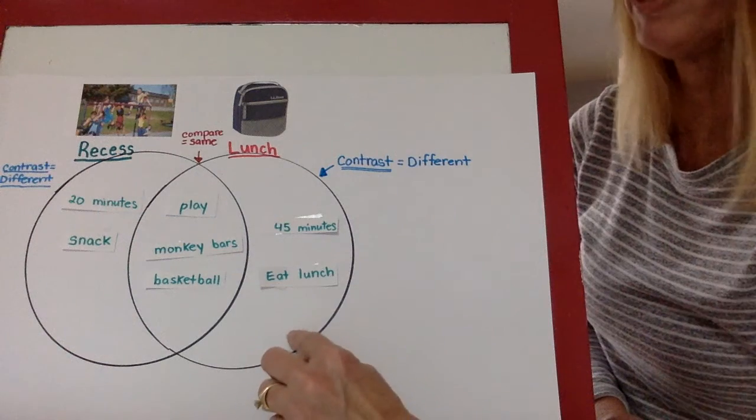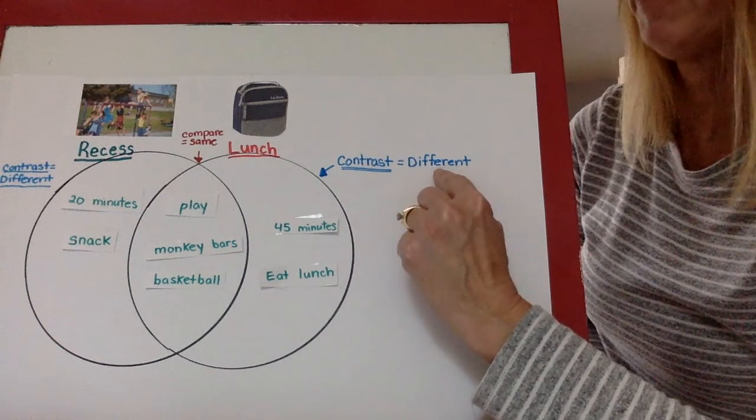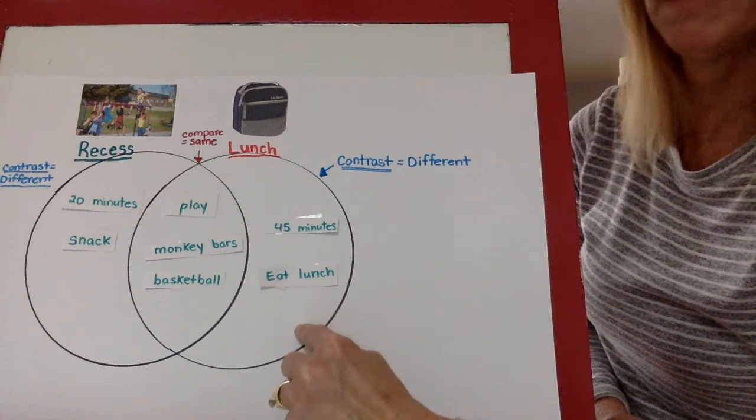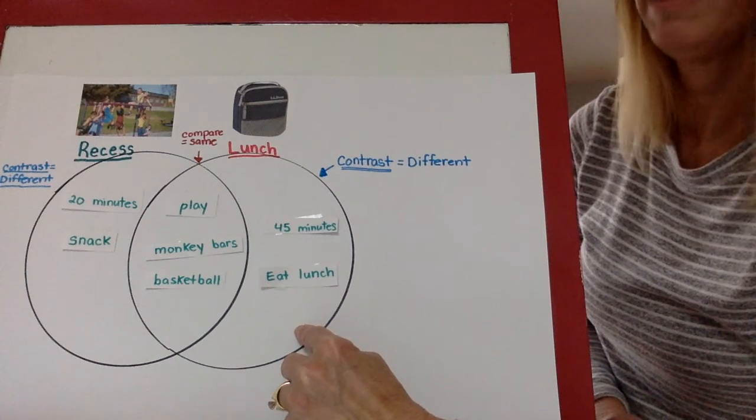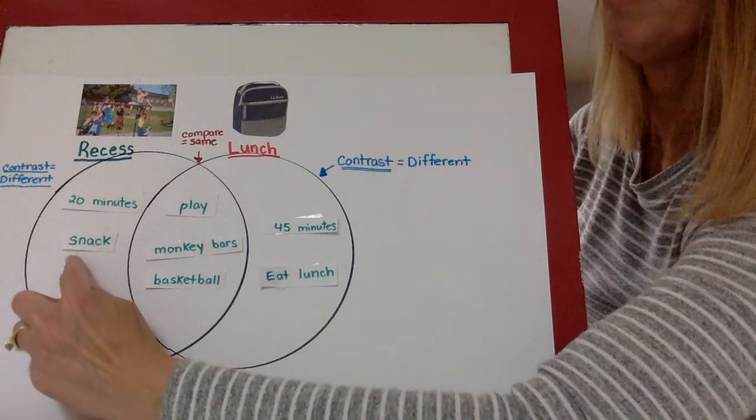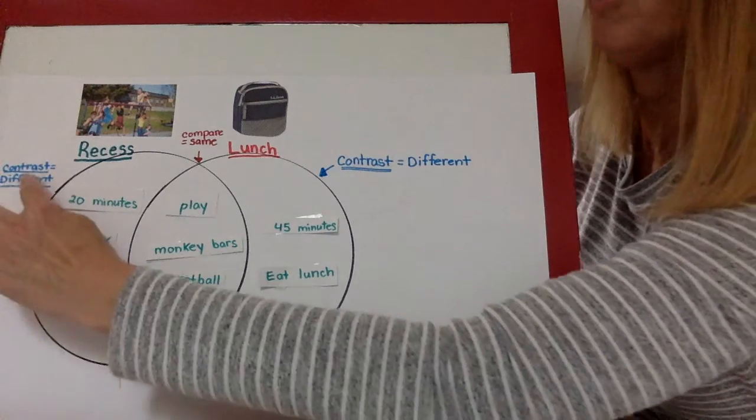What about for lunch, the contrast or different section? Can you think of something to add? And what about recess? Is there something different that you can add to contrast?